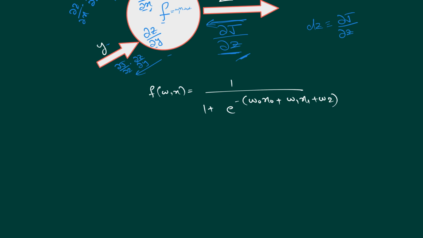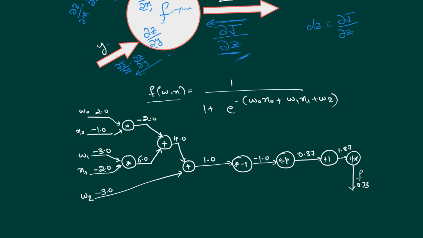Now let's see how we can use the same graph computation technique for calculating the gradients when the function is slightly more complex than the simple addition and multiplication we were looking at. So this is the sigmoid function, and let's see how we can calculate the gradients out here. Here I'm laying out the full computational graph, and I'm starting with some values of W0, X0, W1, X1, and W2.